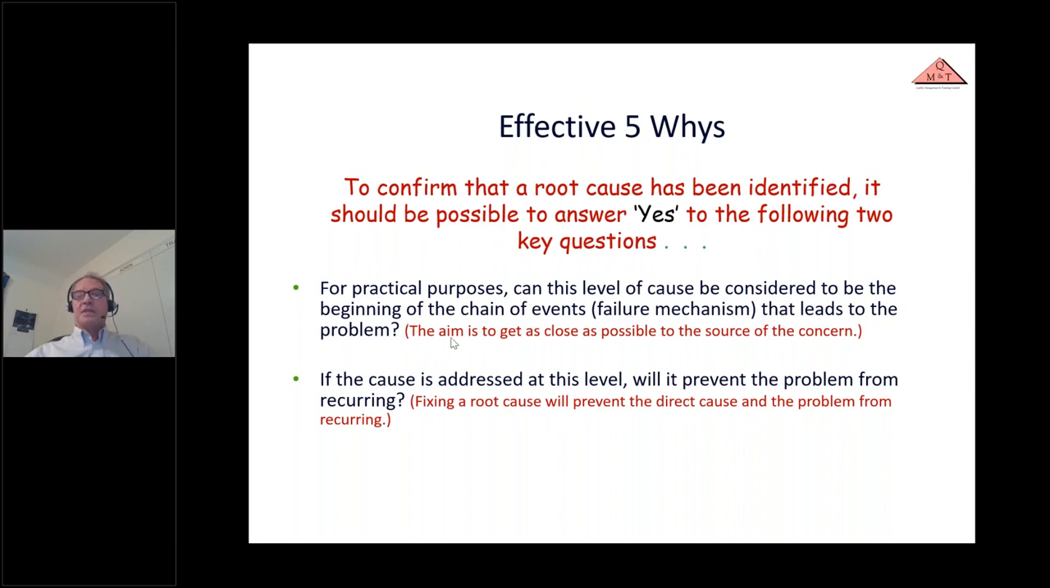The aim is to get as close as possible to the source, but the team has to recognise the feasibility, the practical constraints that might exist. If the cause is addressed at this level, will it prevent the problem from recurring? Fixing a root cause will prevent the direct cause and the problem from recurring. So this is really what the team is aiming to achieve as the outcome.